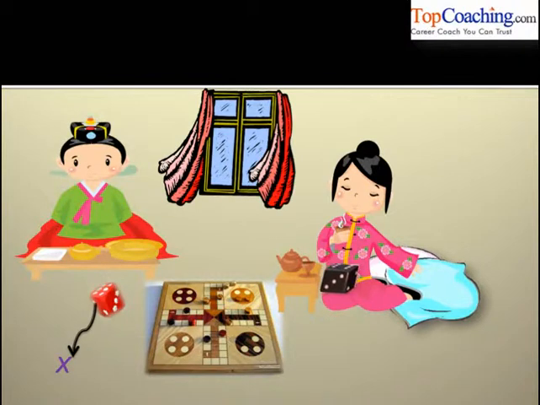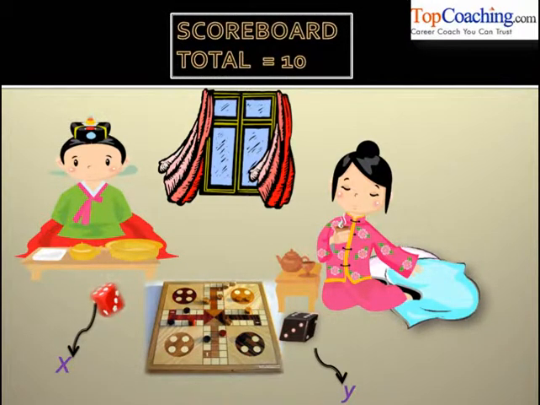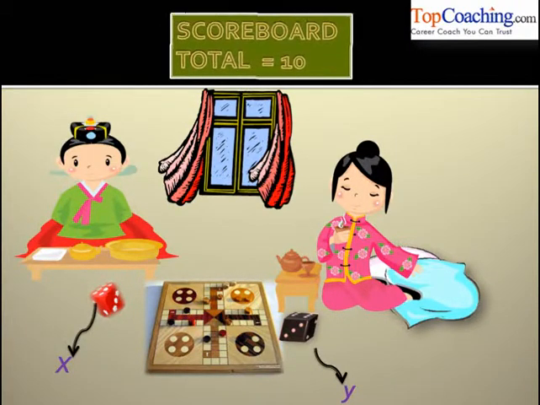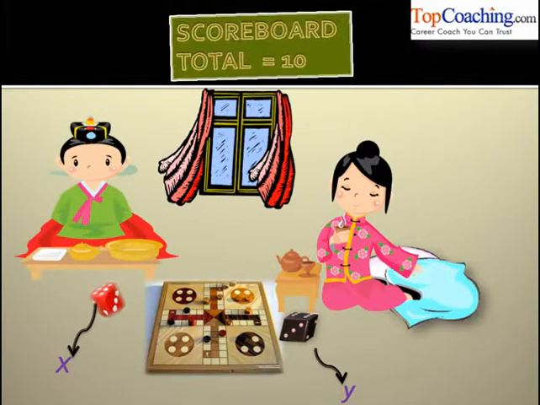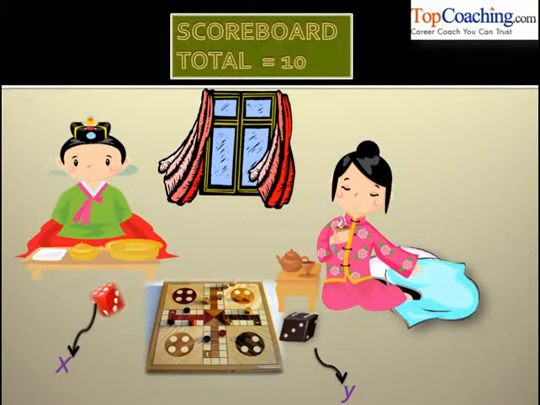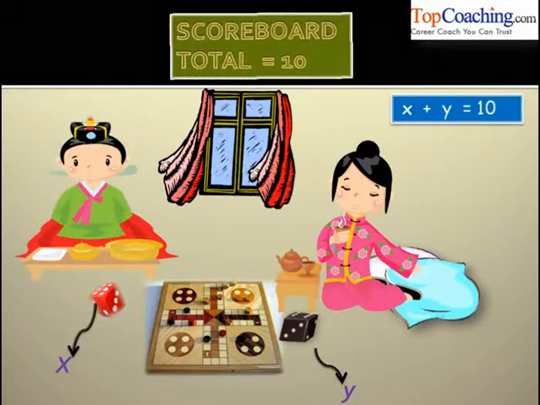Similarly, the girl throws a die and again we do not know the number that appears on the die. So again, let's take it as y. So the number that appears on the red die is x, and the number that appears on the black die is equal to y. But now one condition that is given to us is that the total score is equal to 10. That is, the sum of the numbers that appear on the red die and the black die is equal to 10. Now how do we represent such a situation based on the condition that the total score is equal to 10? What we can write is x plus y equal to 10.